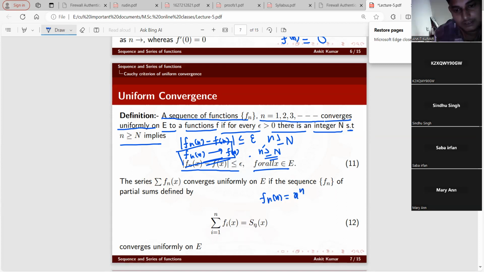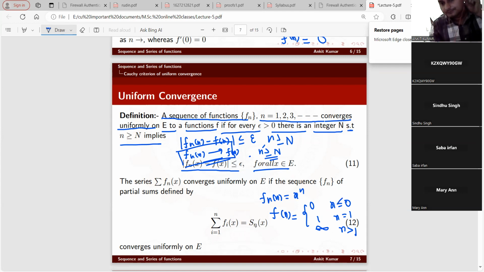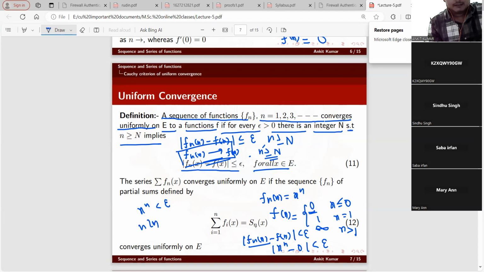Suppose fn x is equal to x to the power n, and you obtain f x equal to 0 when x is equal to 0, 1 when x is equal to 1, and infinity when x is greater than 1, and 0 when x is less than or equal to 0. Okay. So now mod of fn x minus f x is less than epsilon. So fn x is x to the power n, f x is 0, minus 0 less than epsilon, x to the n is less than epsilon. We take the log: n log x is less than log epsilon, n is greater than log epsilon upon log x.